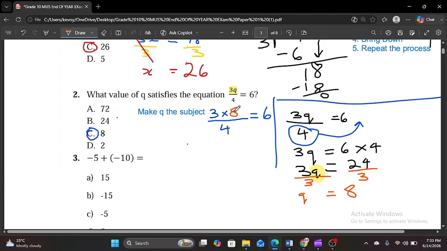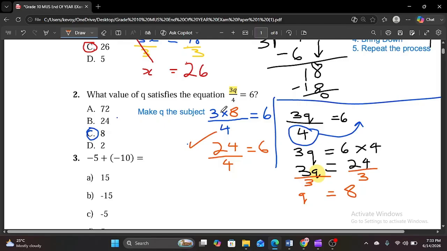So 3 times 8 is 24, over 4. 24 divided by 4 is going to be equal to 6. So 3 times 8, yeah, 24, and 24 divided by 4 is equal to 6. All right, so after dividing 24 by 4, it's equal to 6. So that means that 8 is the answer right there.